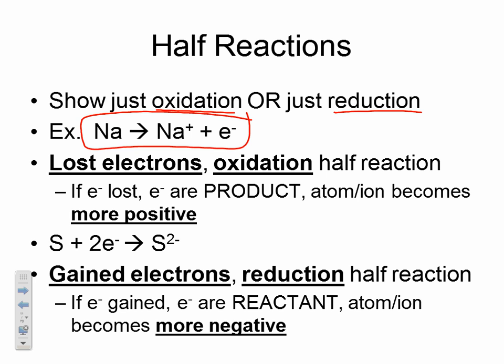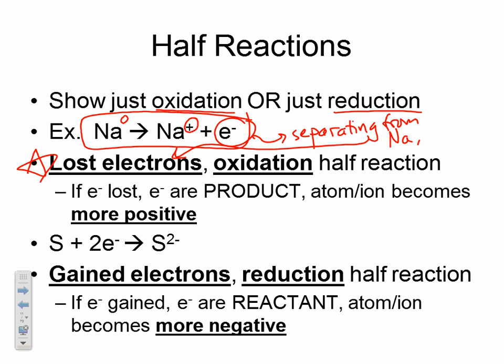So in this process, we are showing the sodium going from a charge of 0, because there's no charge, to a charge of +1, and we're showing this electron separating from the Na, i.e., it's being lost. Right? That electron is no longer part of that original sodium atom, so that electron is being lost. So that is called oxidation. So this is an oxidation half reaction.